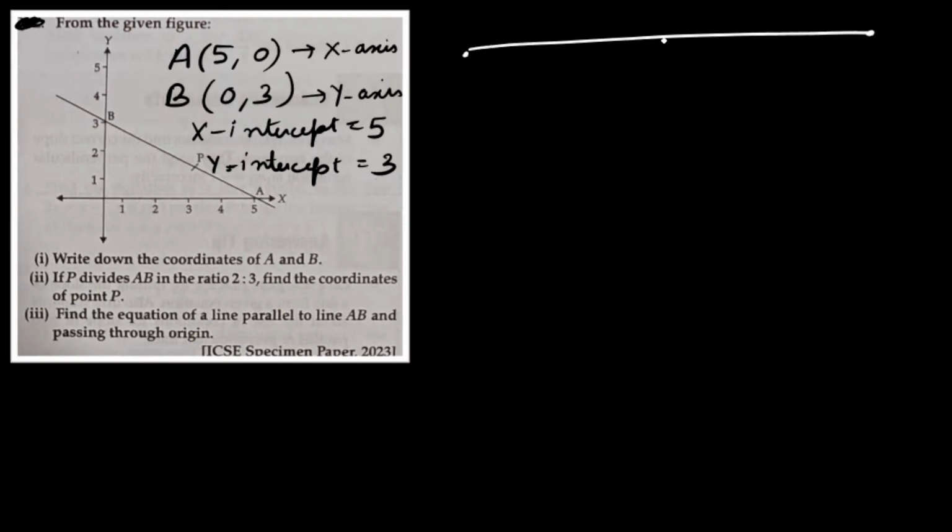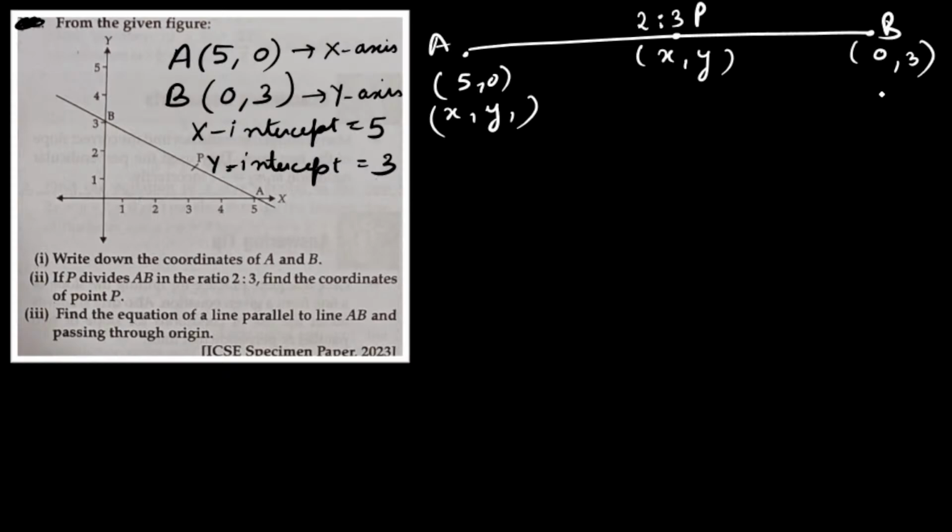So point P is dividing this line segment AB in the ratio 2:3. In the ratio 2:3, we have to find the coordinates of P. We can find this using the section formula. A's coordinates, we know, are 5, 0, so I'll write this as x1, y1, and B's coordinates 0, 3, we can write as x2, y2.